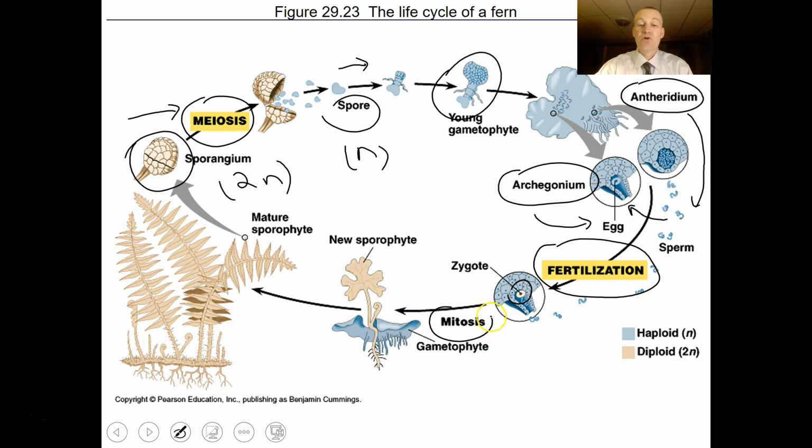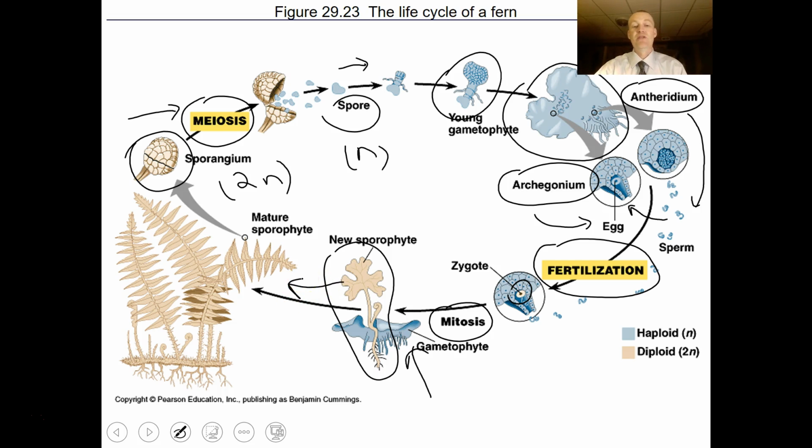That zygote will undergo mitosis to produce the gametophyte. Excuse me, the sporophyte. My apologies. The gametophyte will stay underground. It'll be small. You'll probably never see a fern gametophyte unless you dig them up underground, and they're going to be really, really small. They are heart-like in shape if you ever dig one up. That sporophyte will grow and grow, and it will be the dominant part that you will see.